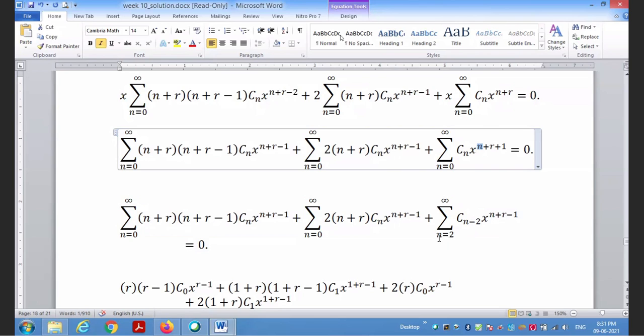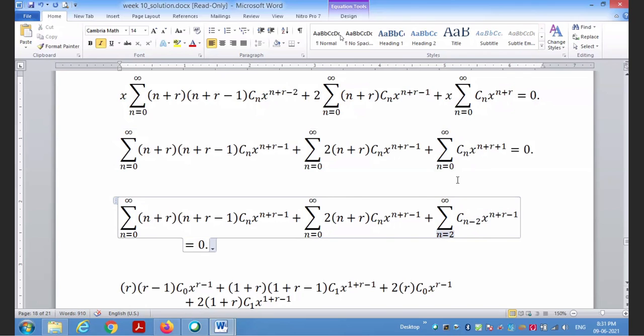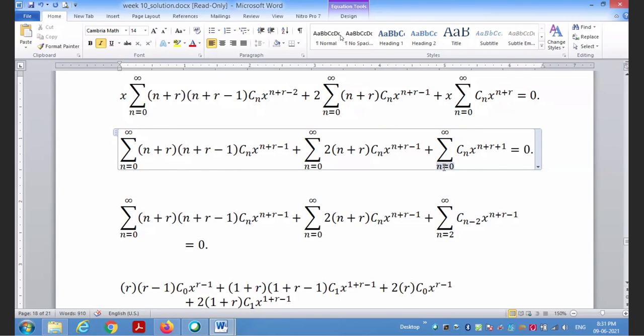That's why you have n minus 2 equal to 0. That means n equal to 2. This one, n minus 2 equal to 0, so n now starts with 2. So c n minus 2.